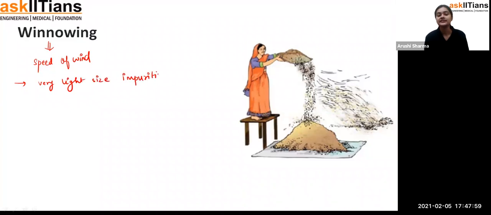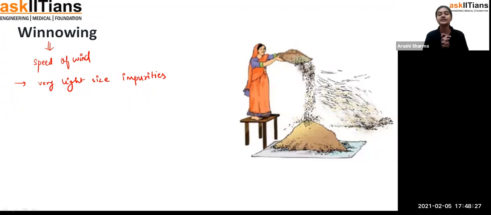What happens, students, is that whenever the crop has grown in the fields, for example wheat, it has some very small-sized impurities, maybe some kind of husk, or some small grasses that are very small. We can't separate them out by using our hands. So we use the winnowing method.